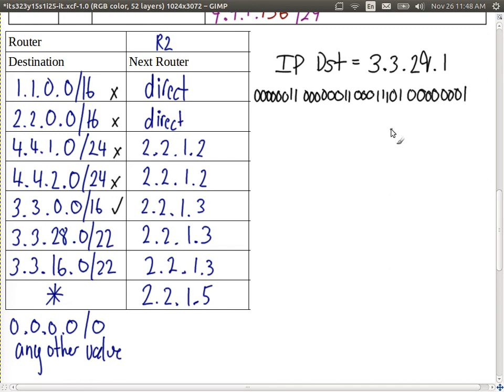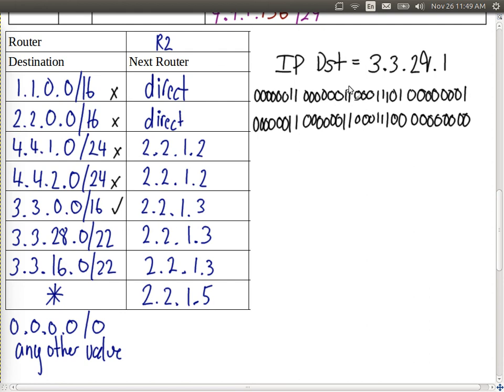There's our IP address, 3.3.29.1. And we're comparing with 3.3.28.0. We're comparing the first 22 bits, 8, 16, at this point. Do the first 22 bits match?